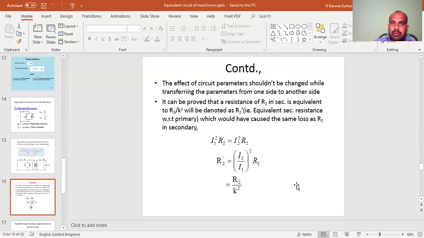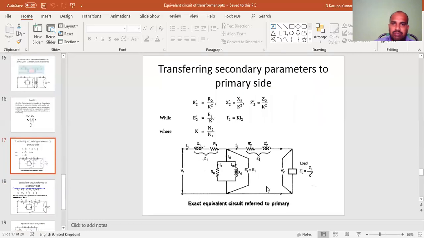The effect of the circuit parameters should not be changed while transferring the parameters from one side to another side. So the resistance R2 in the secondary side is equivalent to R2 by K square, which will be denoted by R2 dash. Now I1 square R2 dash equals I2 square into R2, so R2 dash equals (I2 by I1) whole square into R2, which is R2 by K square. K equals the transformation ratio, equal to I2 by I1, or N2 by N1, or V2 by V1.